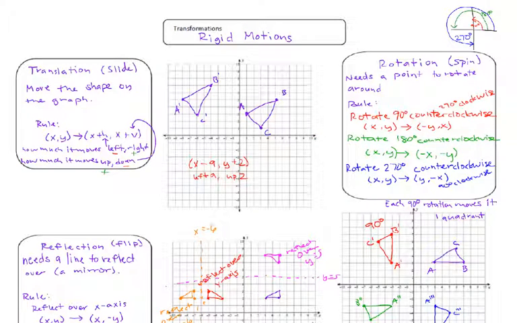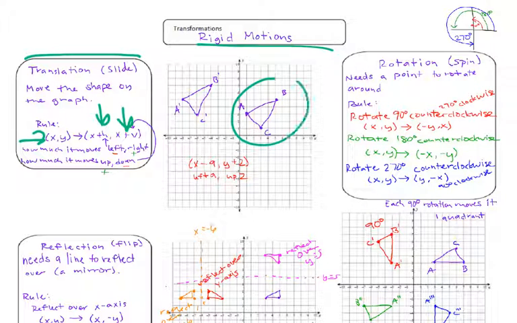Okay, now the other part is those transformations, those rigid motions. Rigid transformations. The first is a translation, also known as a slide, when we just move the shape on the graph. You can write the rule this way: you take the points, the x and the y coordinate, and then you add or subtract the horizontal movement and add or subtract the vertical movement. Negative goes left, positive goes right for the horizontal; positive goes up, negative goes down on the vertical.